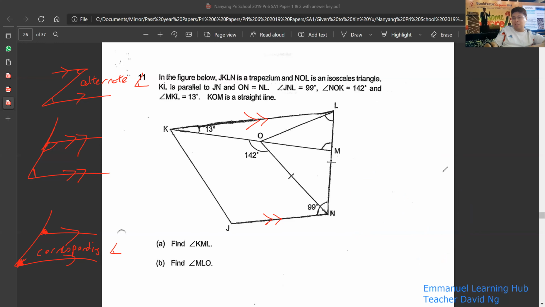Then you need to remember what you learned in primary school. Your alternate angles, your corresponding angles. This is interior angles, or supplementary angles. Okay, these two are supplementary angles. Supplementary angles means these two angles add up to 180. That's the meaning of supplementary angle.